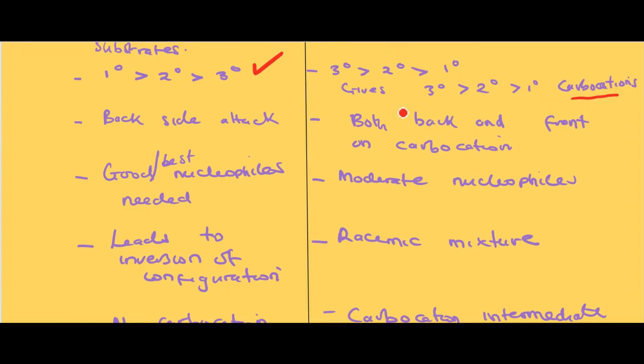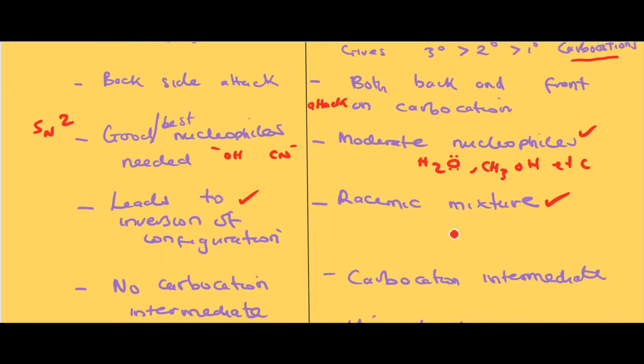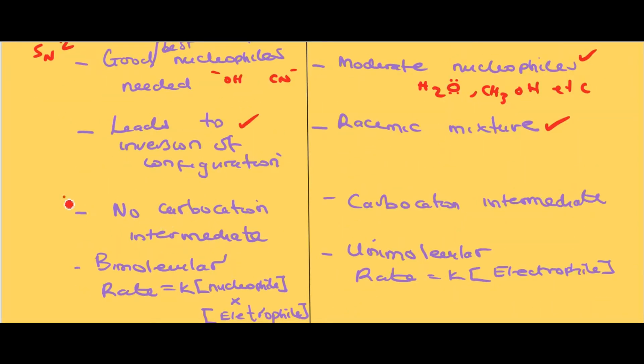In Sn1, both back and front attack on the carbon happens, and that leads to racemic mixtures. Okay. Now, Sn2 prefers good nucleophiles. Sn1 is most likely going to go with weaker nucleophiles like H2O, which are just neutral. Sn2 is most likely going to be negatively charged, while Sn1 is going to be neutral like water, methanol, etc. Okay, so no carbocation for Sn2. Always forming a carbocation for Sn1 and E1.